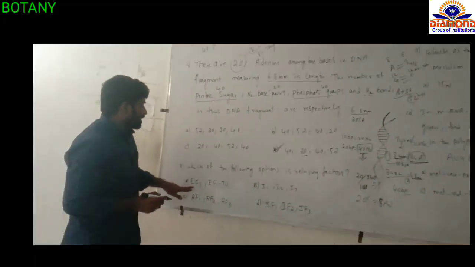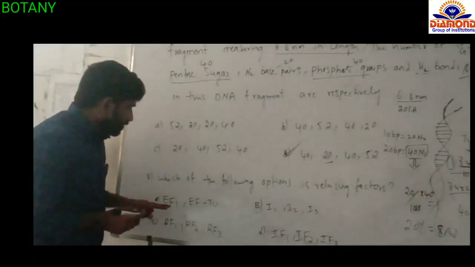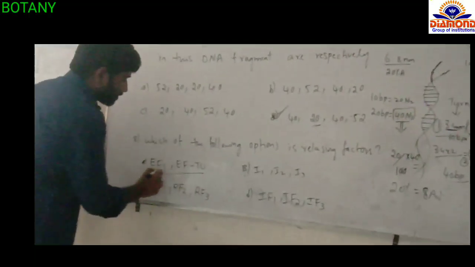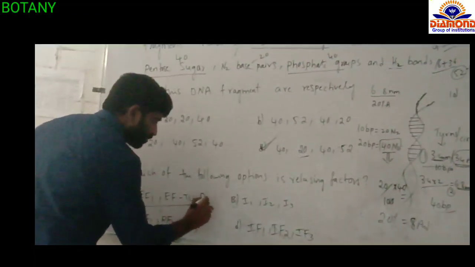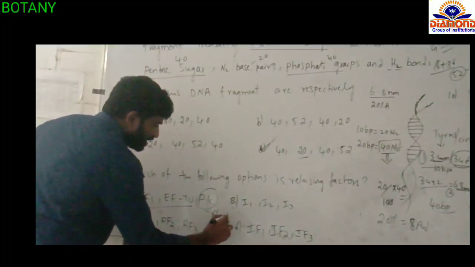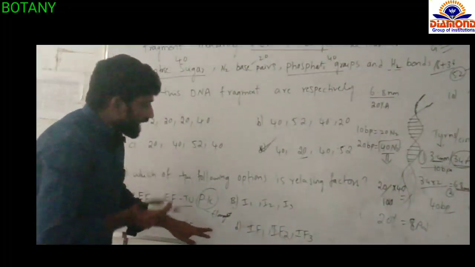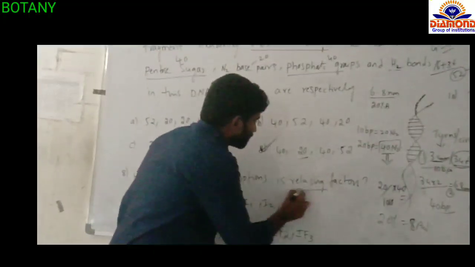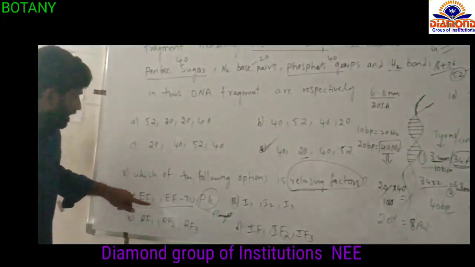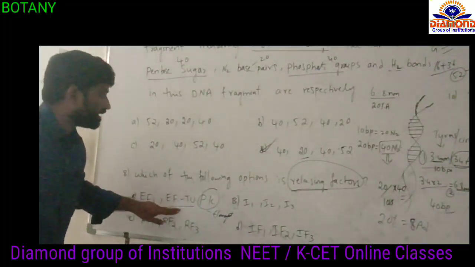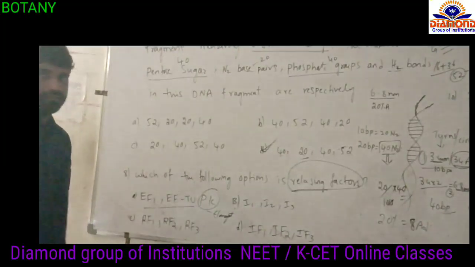E represents elongation. So elongation factor 1 and elongation factor thermo unstable. These two factors are seen in the translation mechanism of prokaryotes, in the elongation mechanism. Elongation means they enhance the synthesis of protein. But the question is asking for a releasing factor, which has to stop the synthesis of protein. So option 1, elongation factor 1 and elongation factor thermo unstable, are not releasing factors; those are elongation factors.